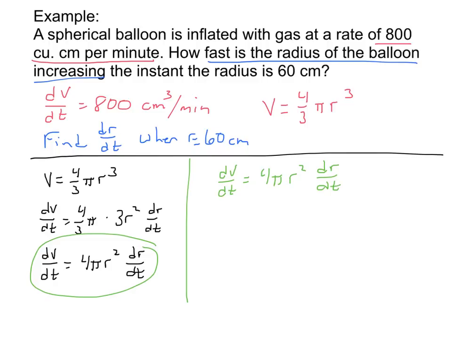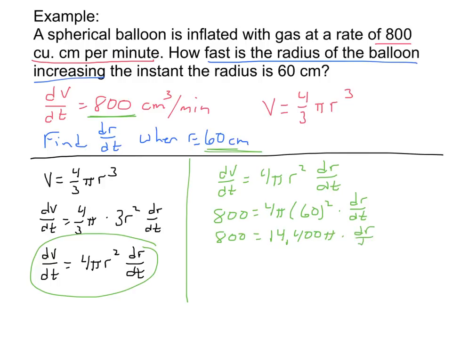And in this case, I happen to know that dV/dt is 800, and I know r is going to be 60. So I'm going to plug that information in. I get 800 equals 4 pi times 60 squared times dr/dt. So when I multiply the 60 squared times 4, I get that 800 equals 14,400 pi times dr/dt.